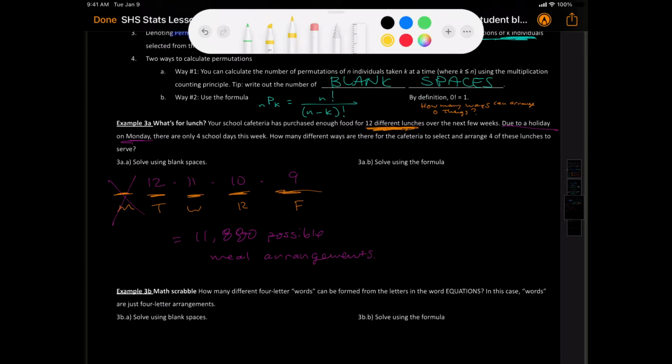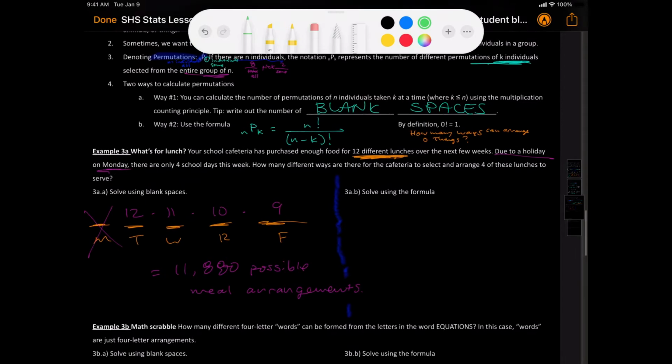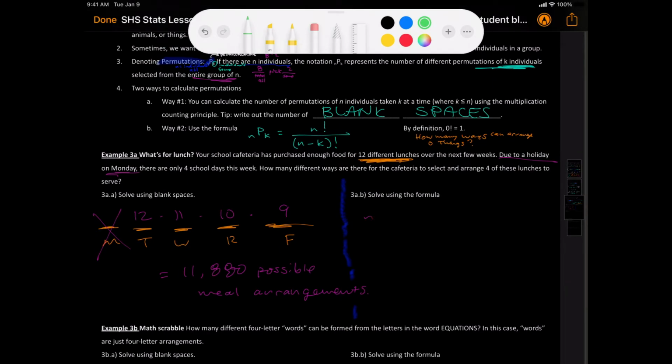Okay, that is using the blank spaces. Let's use the formula now. Using the formula, you have nPk equals n factorial over (n minus k) factorial. Okay, so there were 12 different meals, and you're going to pick only 4 days.